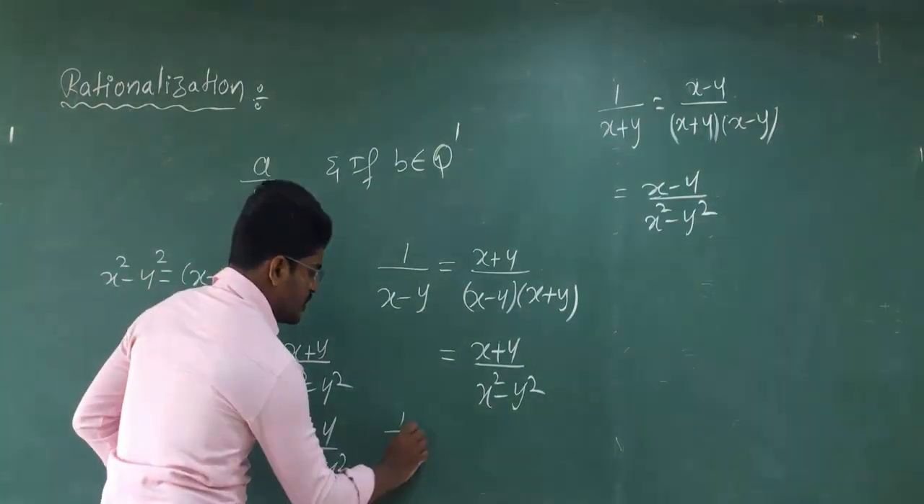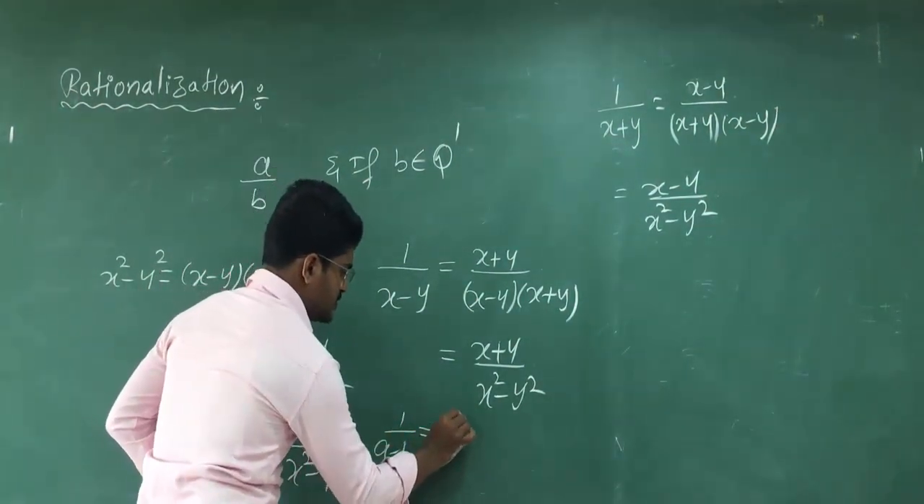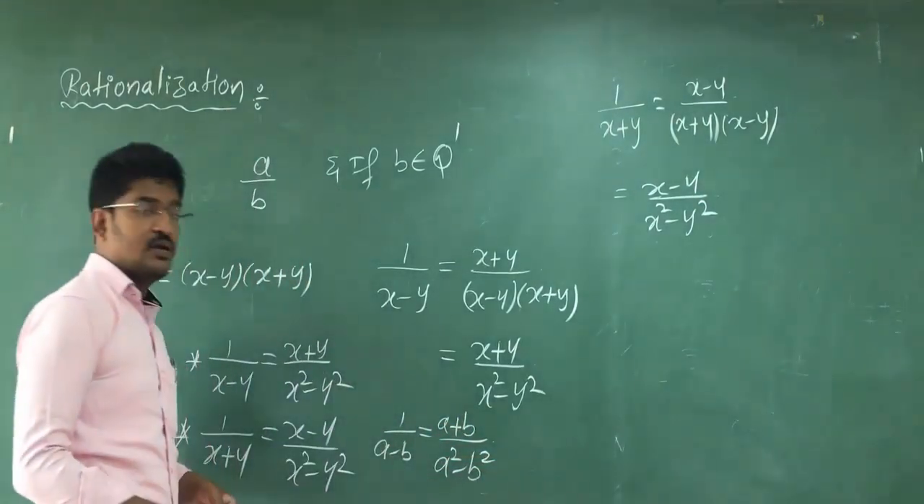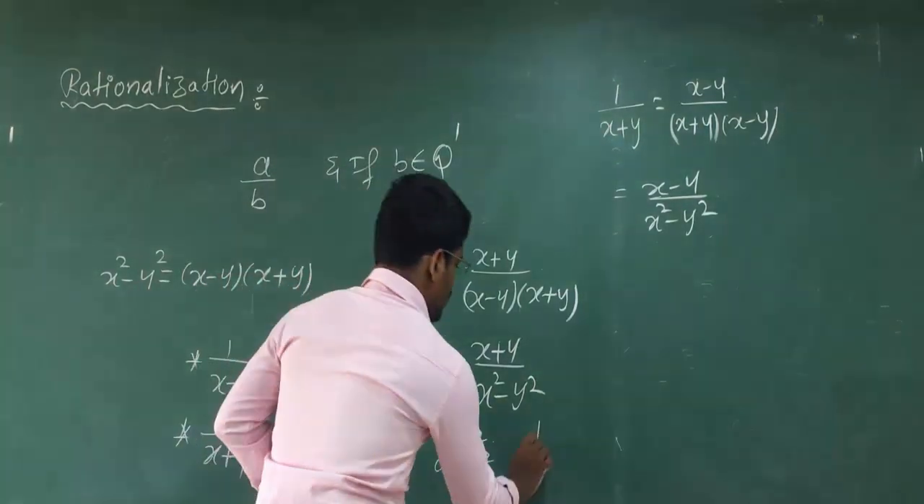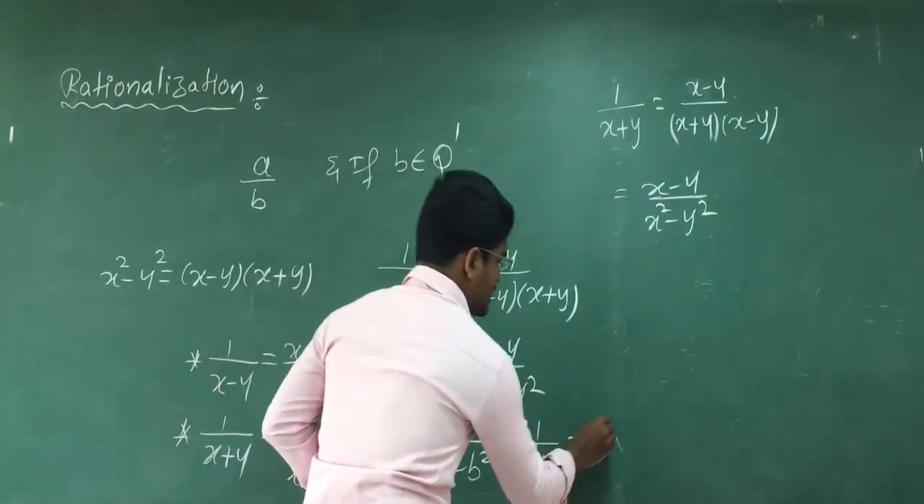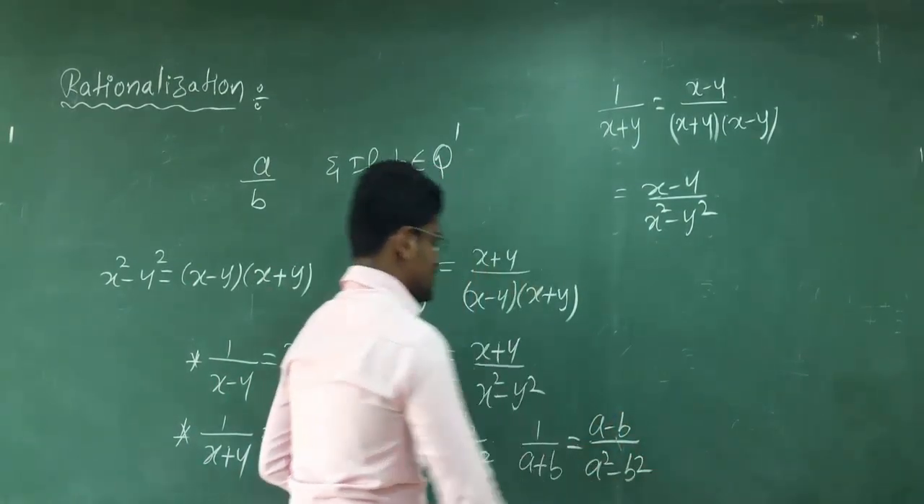So if you have 1 by a minus b, how can you write it? A plus b divided by a square minus b square. Clear? So if you have 1 divided by a plus b, how can you write this? It can be written as a minus b divided by a square minus b square.